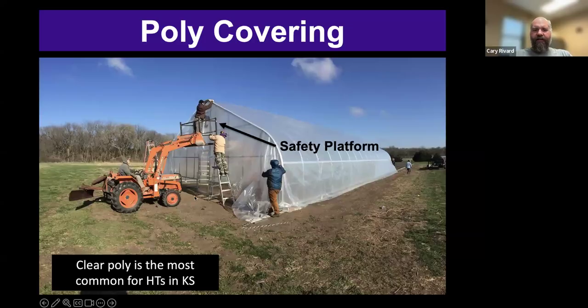So here's your clear poly that we see. Again, this is just going to be your 6 mil. There are lots of different brands available out there. And typically, whoever you buy your high tunnel from is going to send it with a roll of poly to be put on.